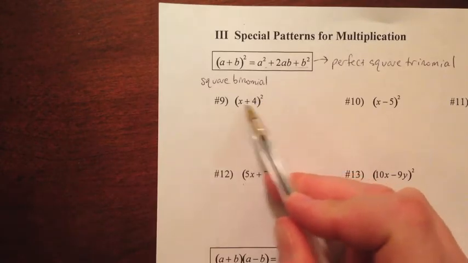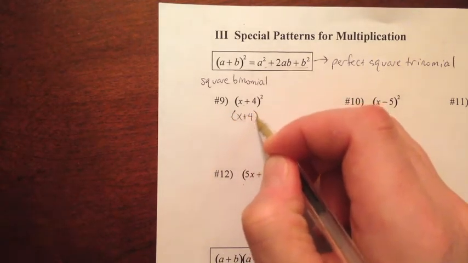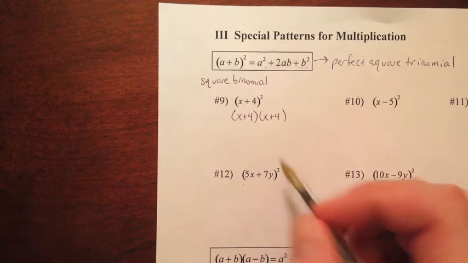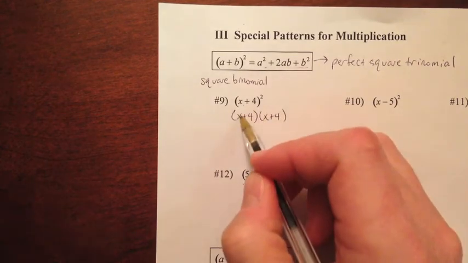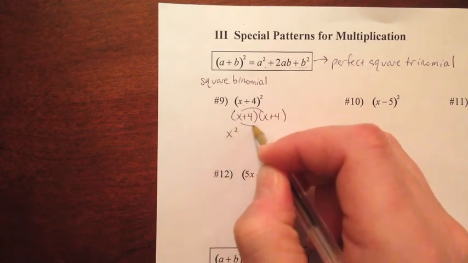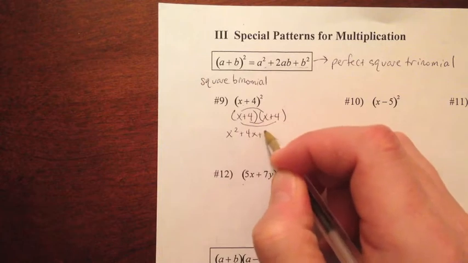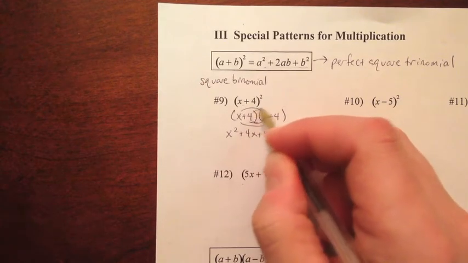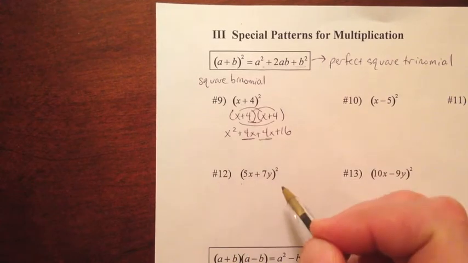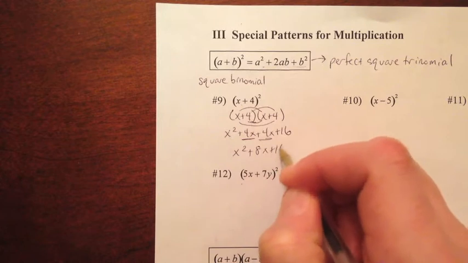If you square x plus 4, the way to think about it is x plus 4 times x plus 4. Okay, and now you can multiply this out. So this x, I'm going to do x times x. I'm going to do x times 4. And then I'm going to do 4 times x and 4 times 4. Notice that the two middle terms are going to be the same. And I get x squared plus 8x plus 16.